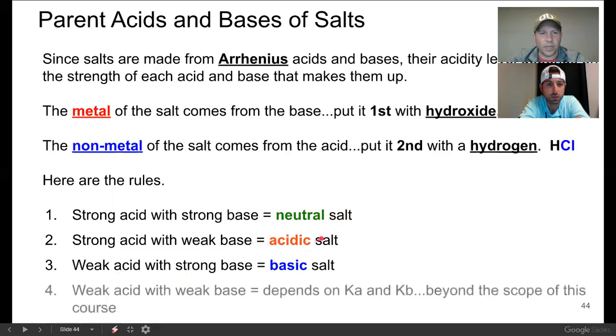And then if we have a weak acid and a weak base, we don't care about it in this class because it all depends on the Ka and the Kb, and it's beyond what we need to know. So we just ignore that. Yep. All right, let's do that.